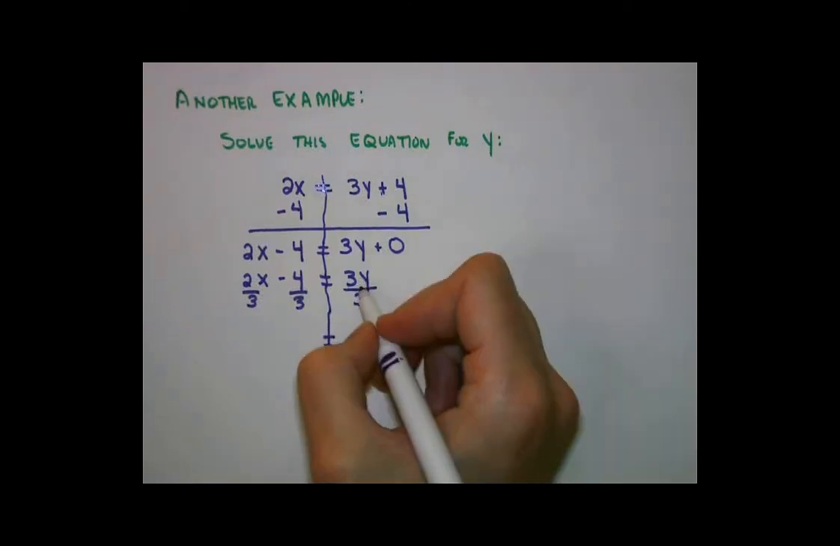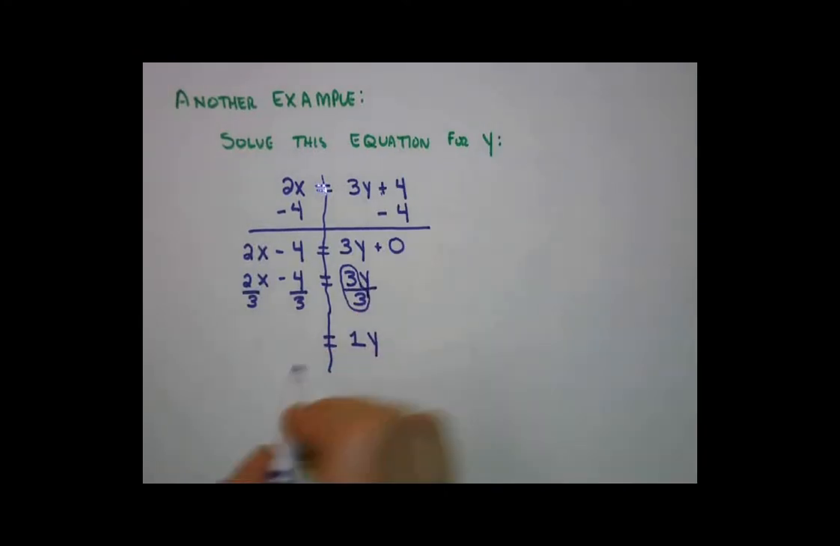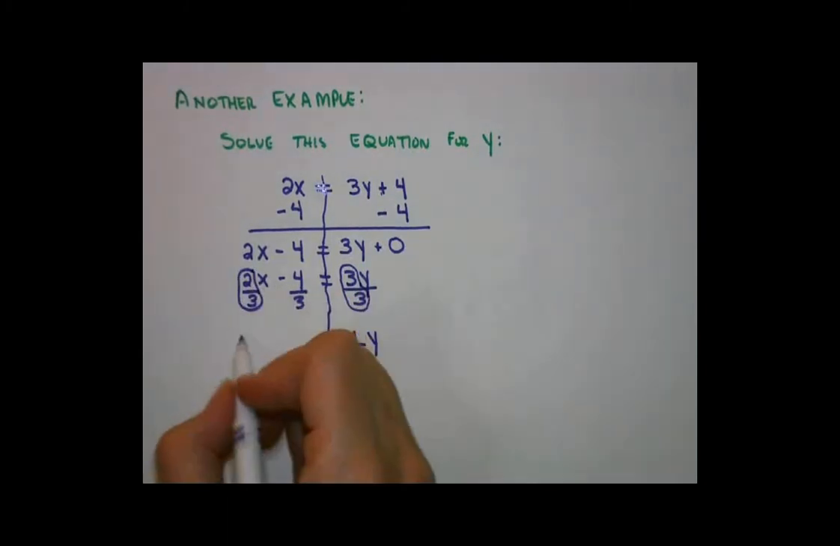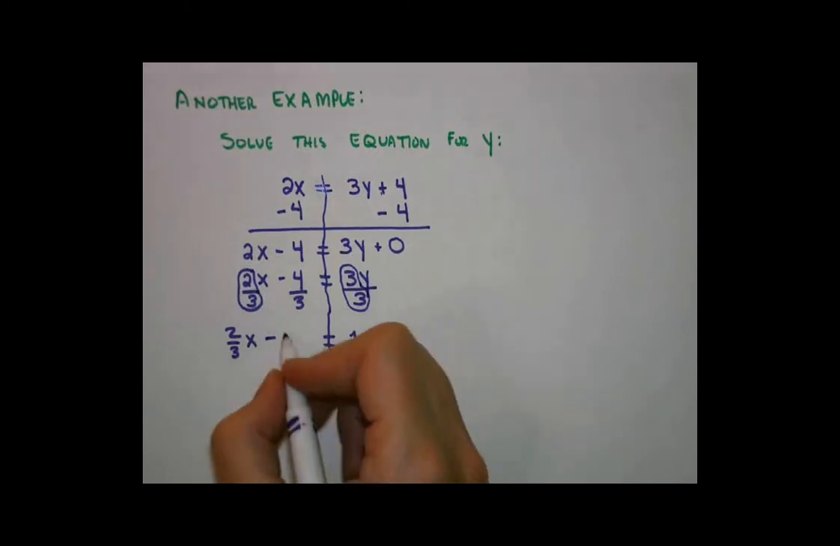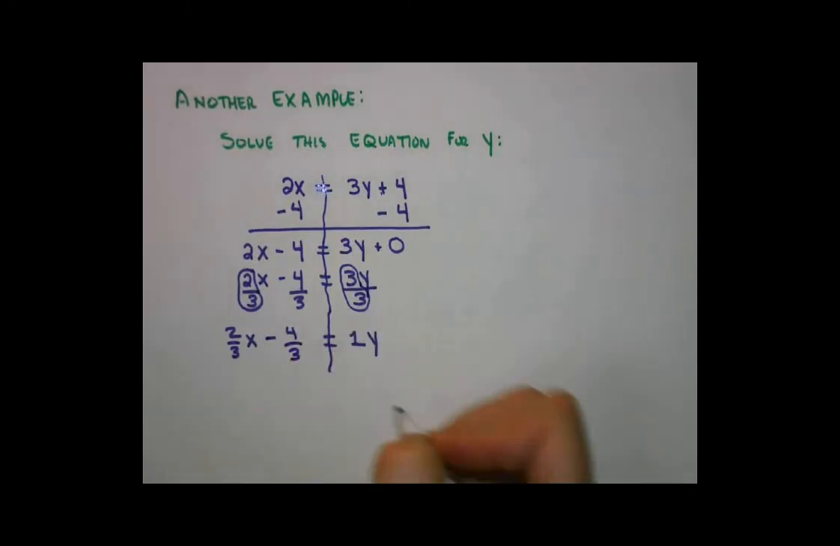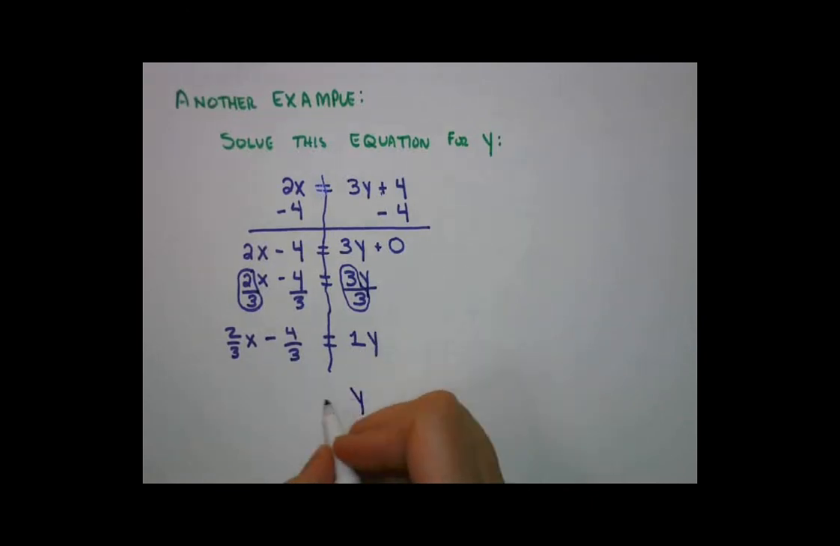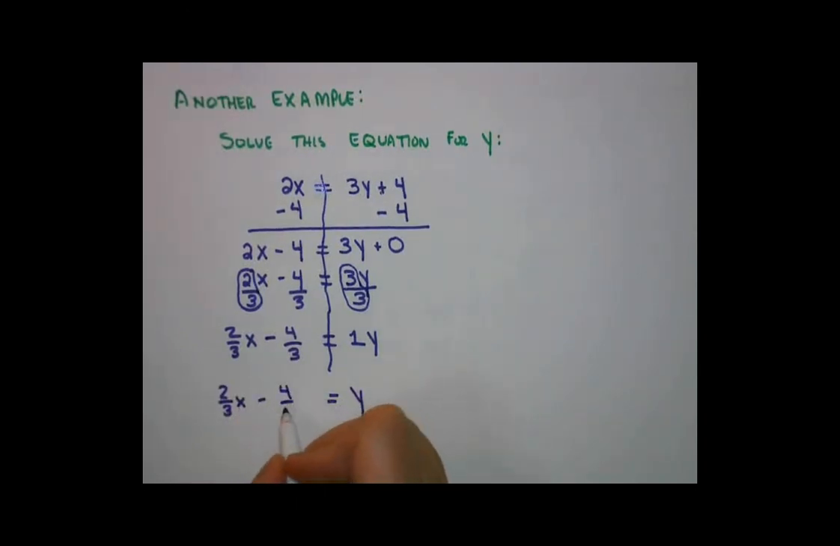When I do that, on the right-hand side, I have 3 over 3 is just 1, still, times y. And on the left-hand side, 2 over 3 is 2/3. I'm going to leave that as 2/3 times x, minus 4 over 3 is 4/3. I'm going to leave that as 4/3 as well. Now I remember that 1y is just another way of writing y, and I'm just going to leave these fractions in fraction form. 2/3 x minus 4/3.